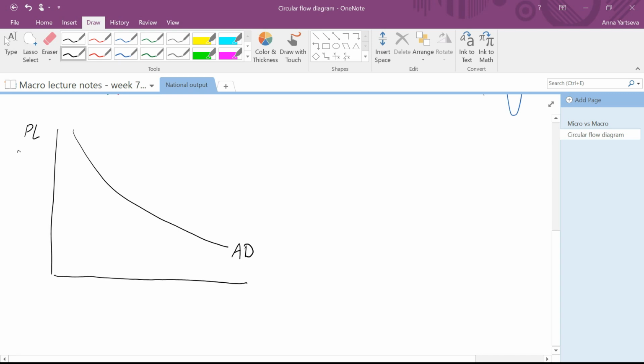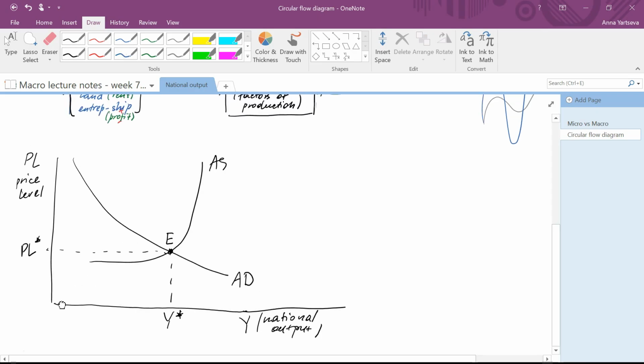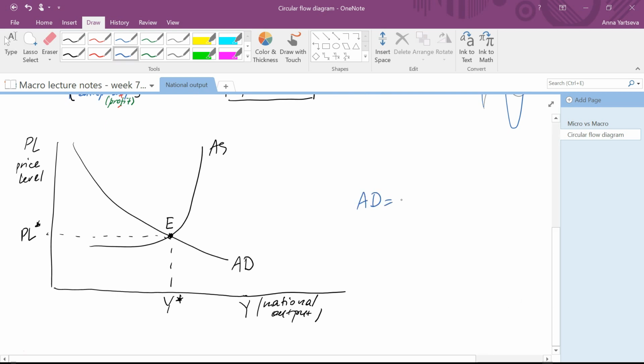So we have price level along the vertical axis. We'll need to get used to this notation. And we have yield, or national output, or GDP along the horizontal axis, national output. We also have the aggregate supply curve. And the intersection of aggregate demand and aggregate supply will determine the equilibrium price level or inflation rate in a country, and also the equilibrium national level of output. But have a look at what happens if there are some changes in our formula. You will need to memorize this formula. We'll use it a lot all the time. Aggregate demand is equal to the sum of consumption expenditure, investment, government expenditure plus net exports.